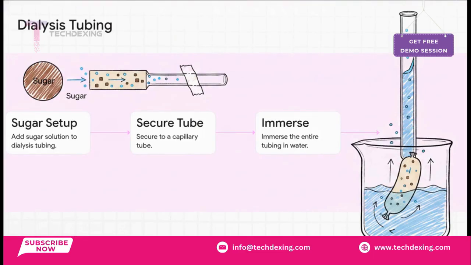Okay, so in our first setup, we use this stuff called partially permeable dialysis tubing. It perfectly mimics a living cell membrane. We lock a really strong sugar solution inside it, secure it tight to a glass capillary tube, and then dunk the whole thing into plain water. And get this, within just 10 or 15 minutes, you can literally watch the liquid defy gravity. It starts rising up the glass tube as the water from the beaker forces its way inside. It's so cool to see.